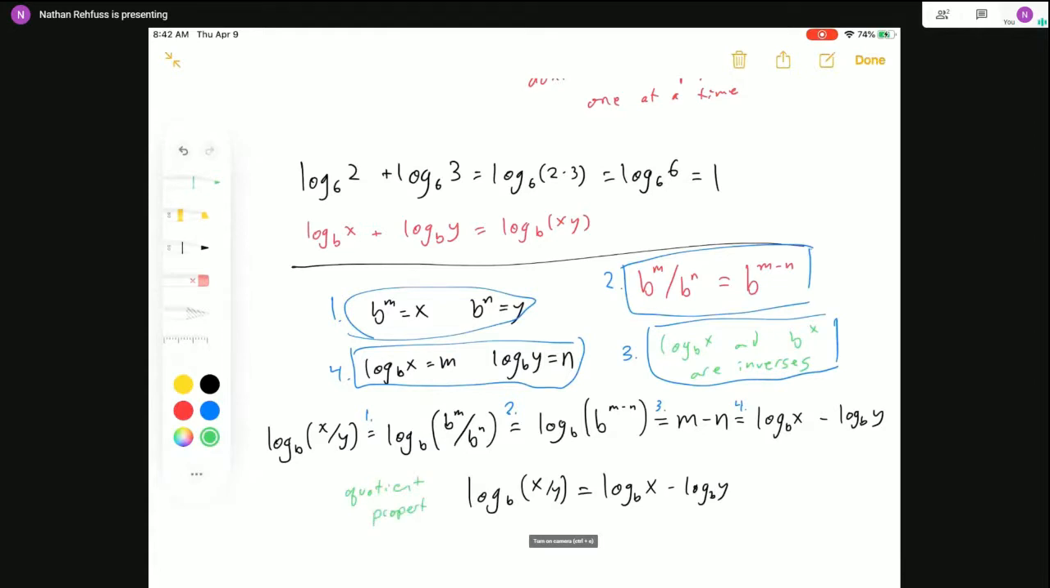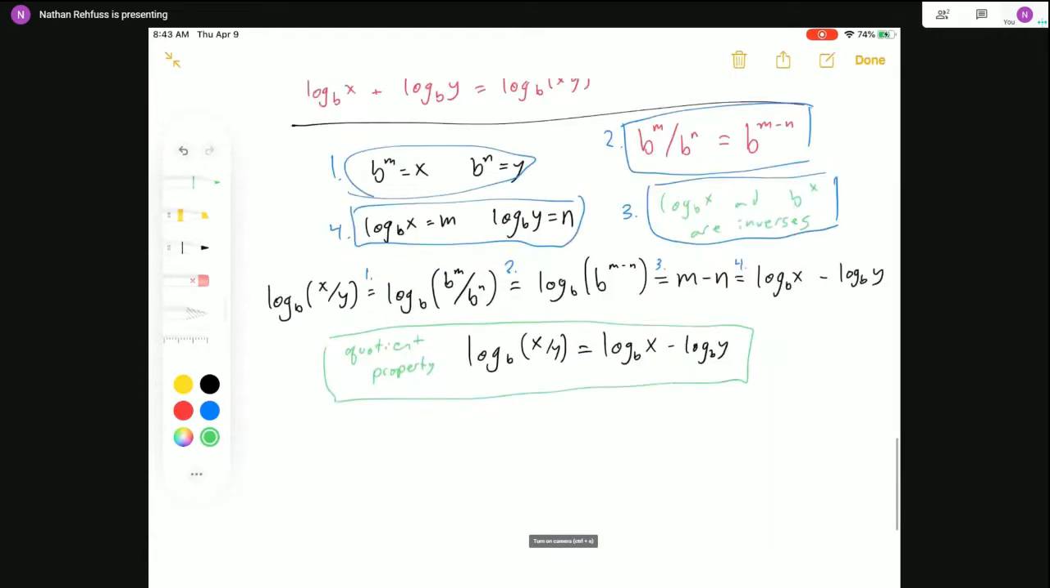And just like the product property before it, this gets us some useful ways to manipulate logarithms. It would have also let John Napier divide really big numbers without having to do long division with his parchment and quill, so I'm sure he greatly appreciated this property as well. Any questions on this proof before I run a couple examples? Okay.